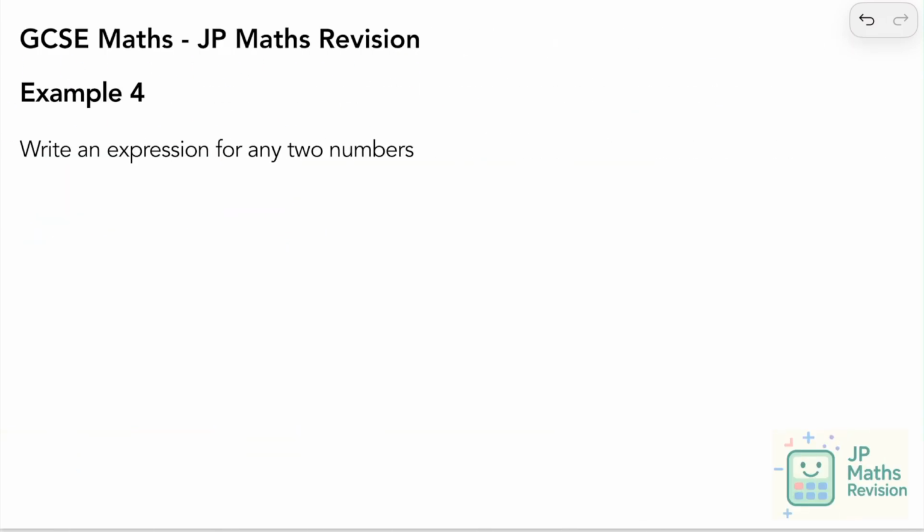Here's another example. So we have any 2 numbers. So if I let my number be n, another number could just be m. So any 2 numbers are n and m.